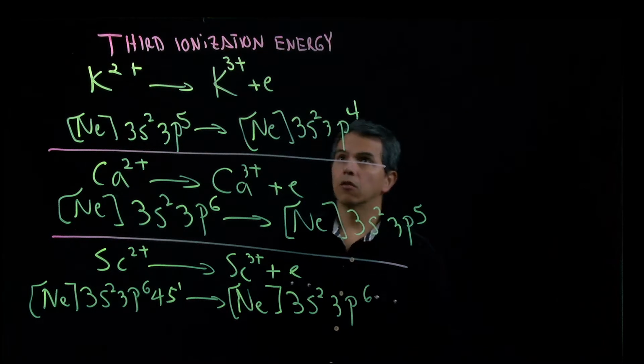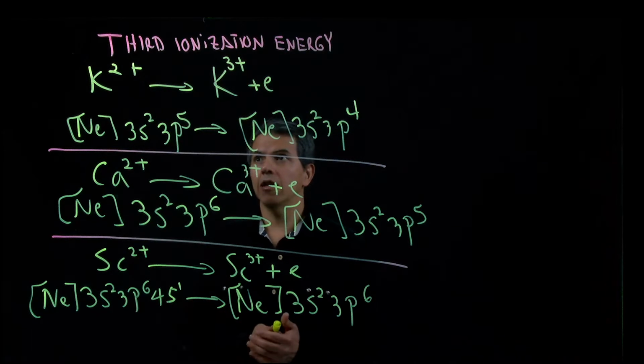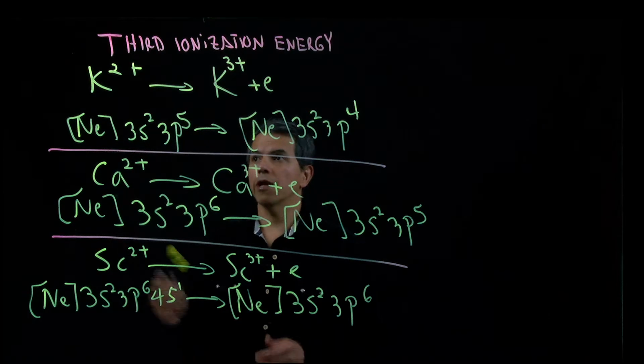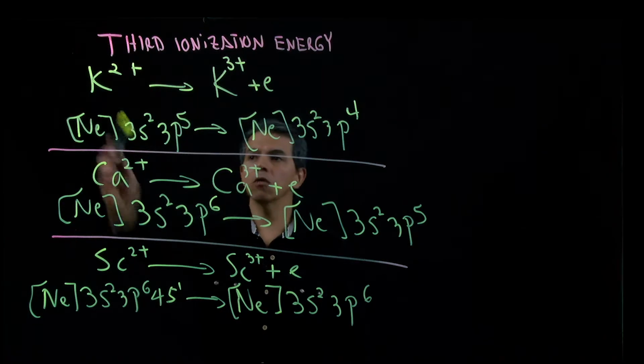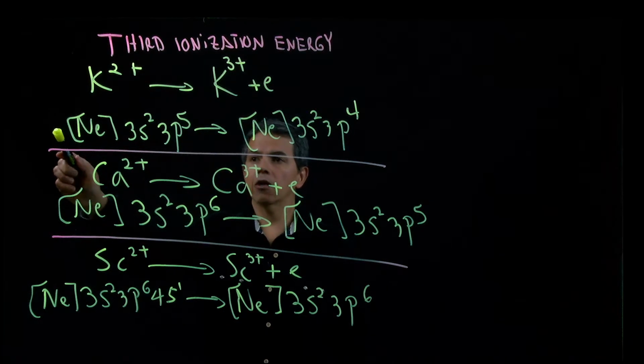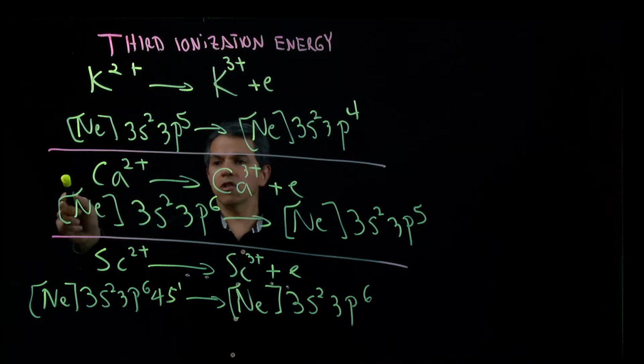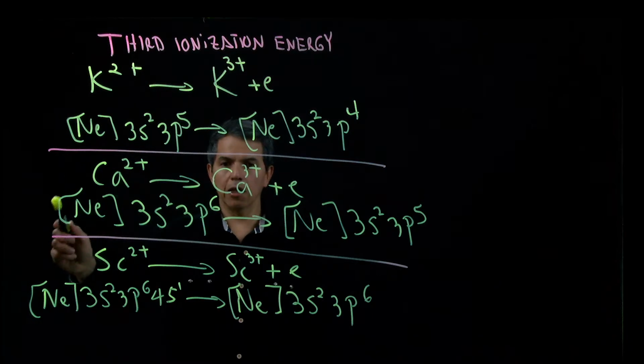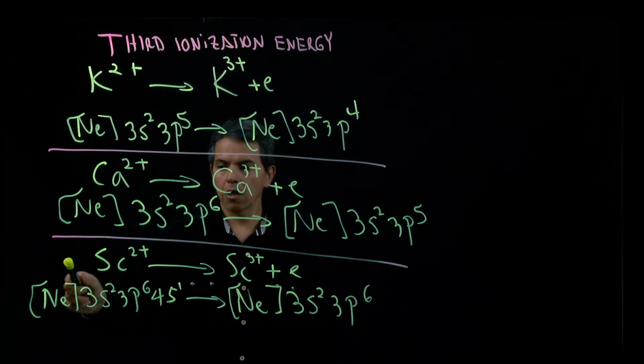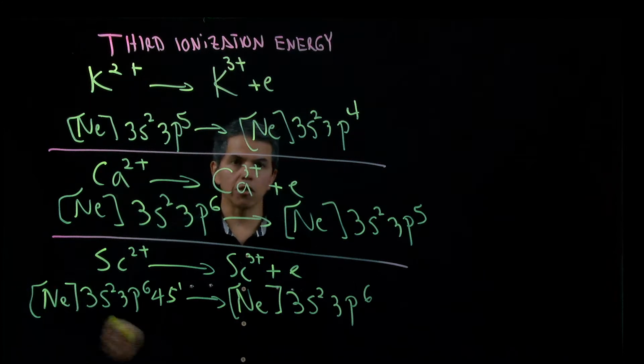The work that we did to derive the third ionization energy is summarized here. We have the reaction for potassium, the corresponding electronic configurations, the reaction for calcium, the corresponding electronic configurations, the reaction for scandium, and the corresponding electronic configurations.